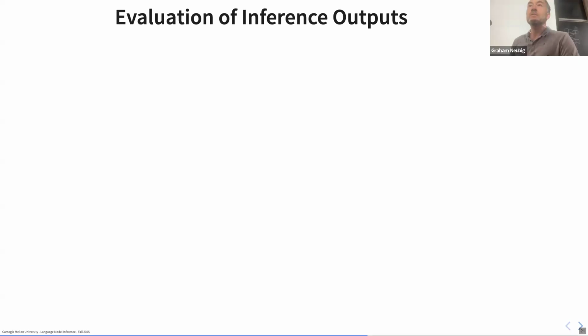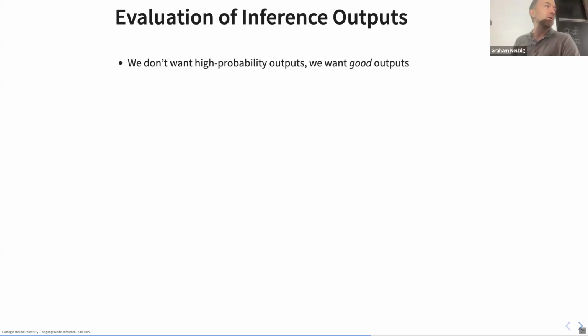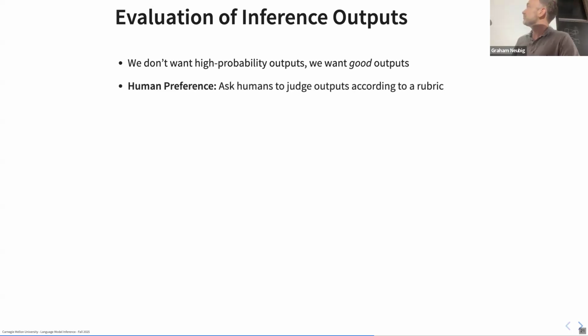So another big topic that we're going to cover in this class is evaluation of inference outputs. And we don't actually want high probability outputs most of the time. We want good outputs by some measure of good. And it's not necessarily the case that high probability outputs will be good. So there's a lot of ways you could define good.